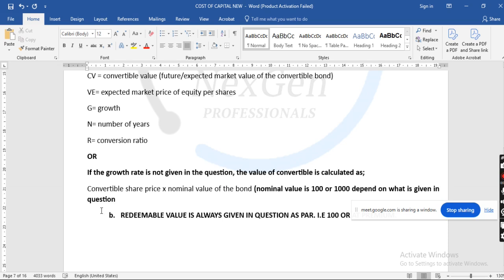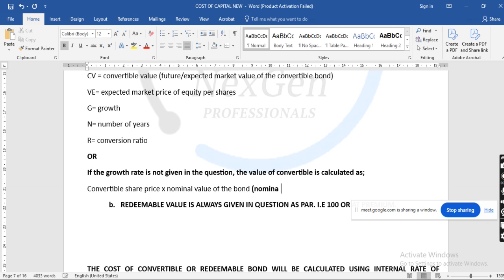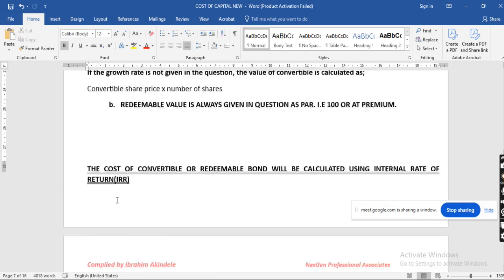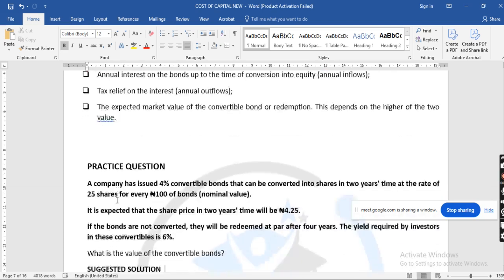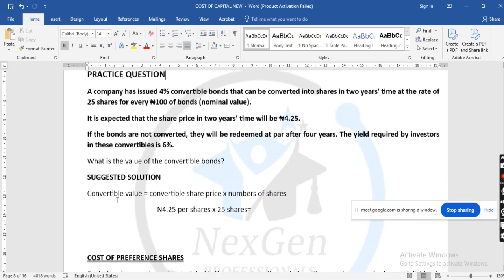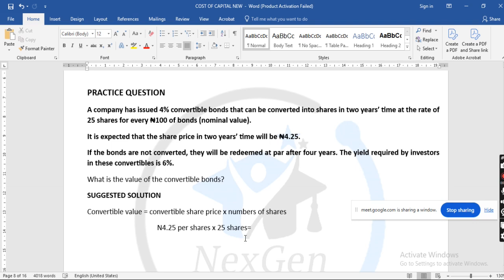So this should be times the number of shares, not the nominal value, right? I just saw it now. My apologies for that. So it's supposed to be times the number of shares, right?